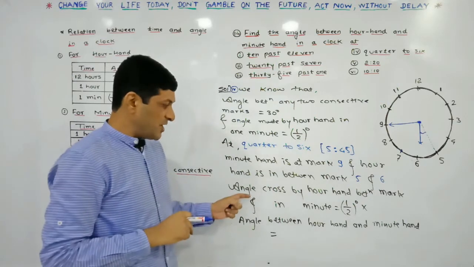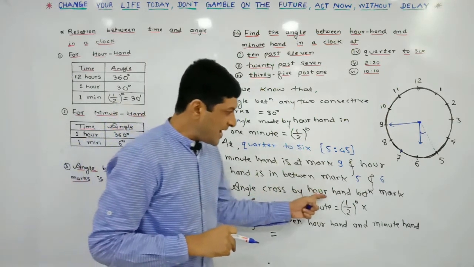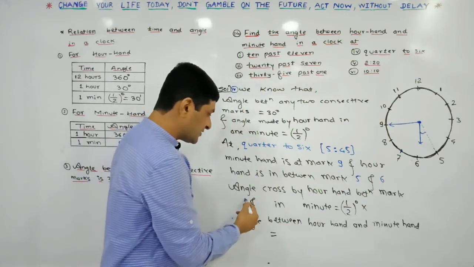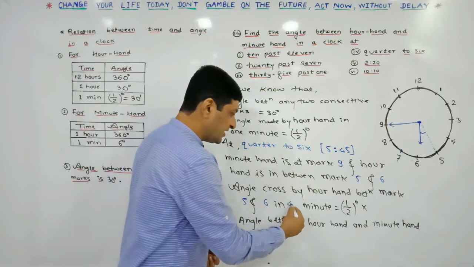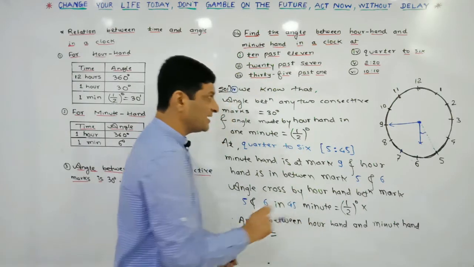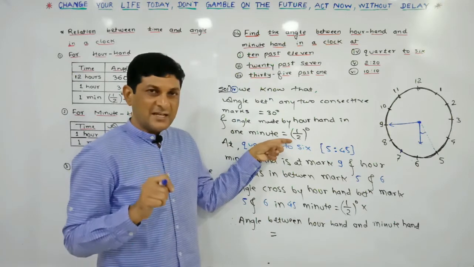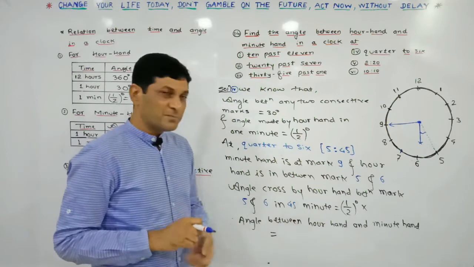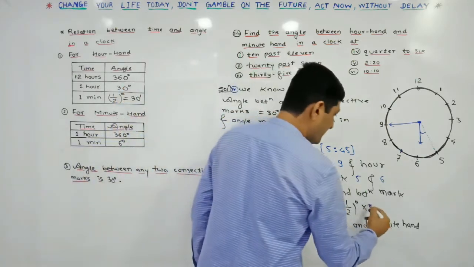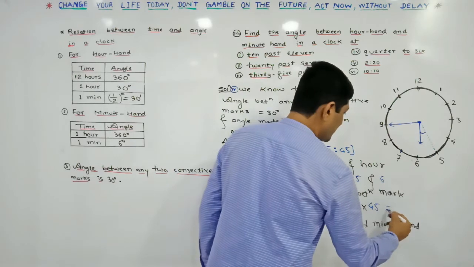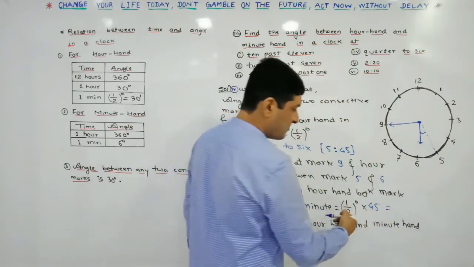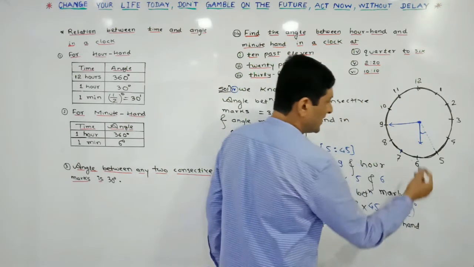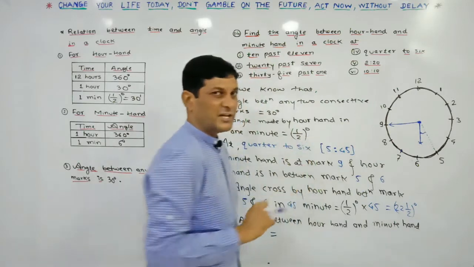For that purpose we use this result: the angle crossed by our hand in 1 minute is half a degree. So the angle crossed in 45 minutes will be half into 45. If we divide 45 by 2, we will get 22 and a half. So this angle will be equal to 22 and a half degrees.